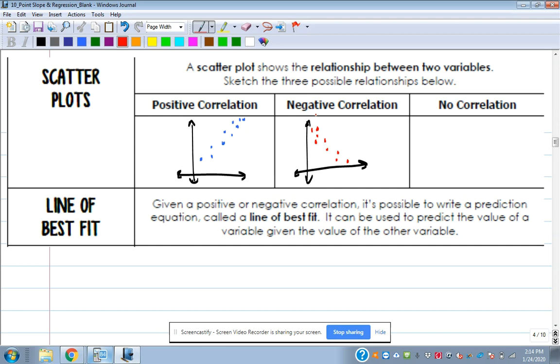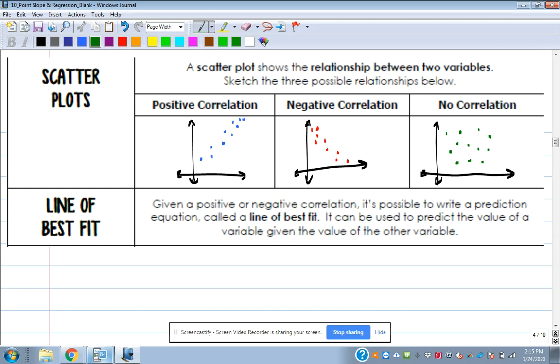That's a negative correlation. No correlation means they don't follow any kind of trend. They're just kind of random, just all over the place. They don't follow a certain path. Okay, so positive correlation, positive slope. Negative correlation, negative slope. No correlation, they don't follow any kind of line.